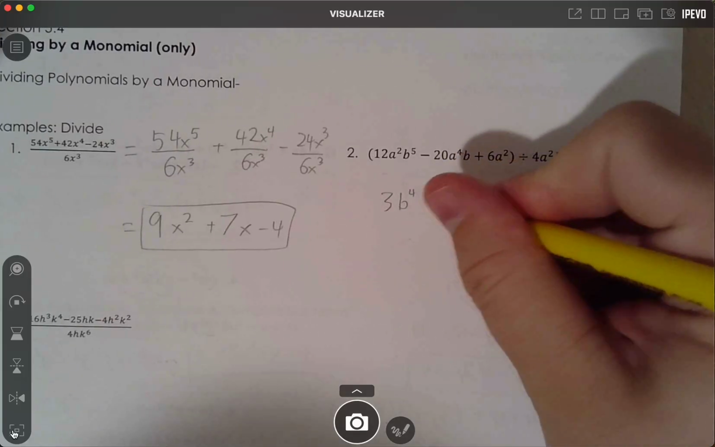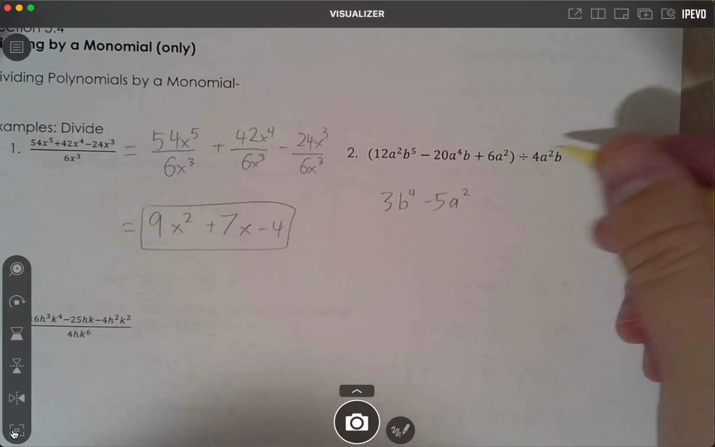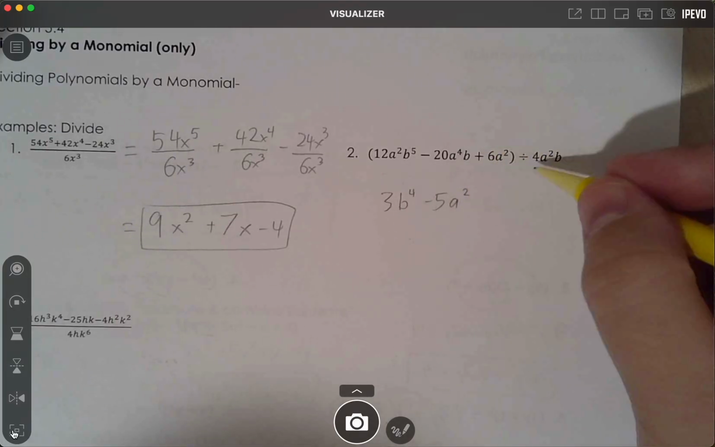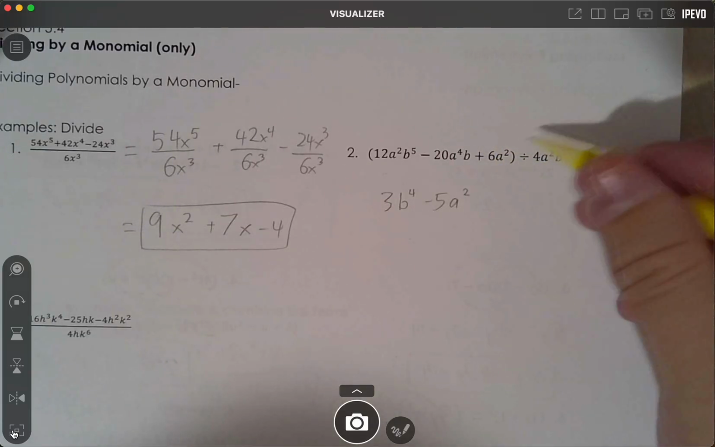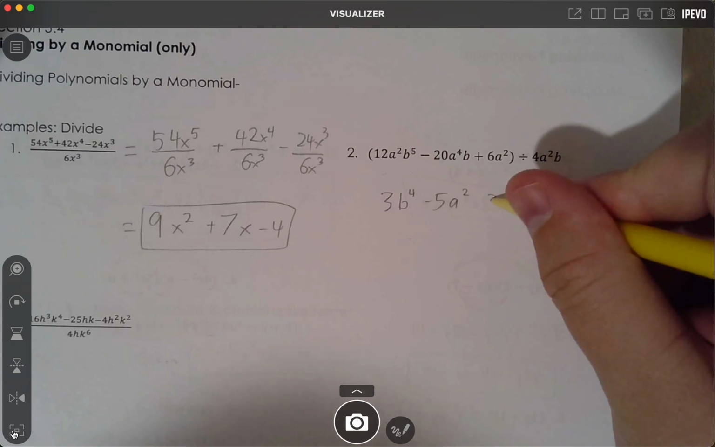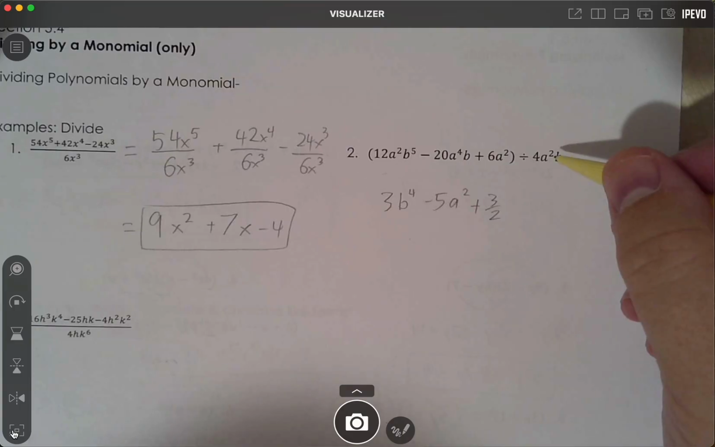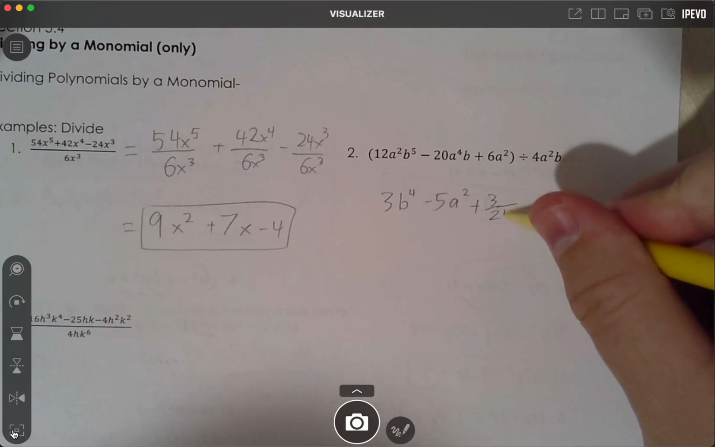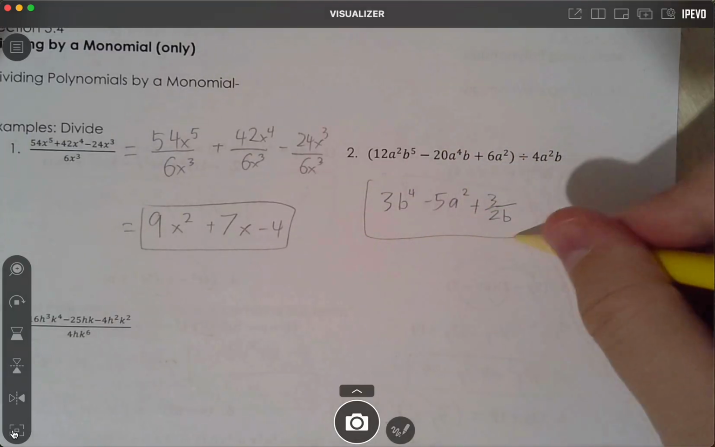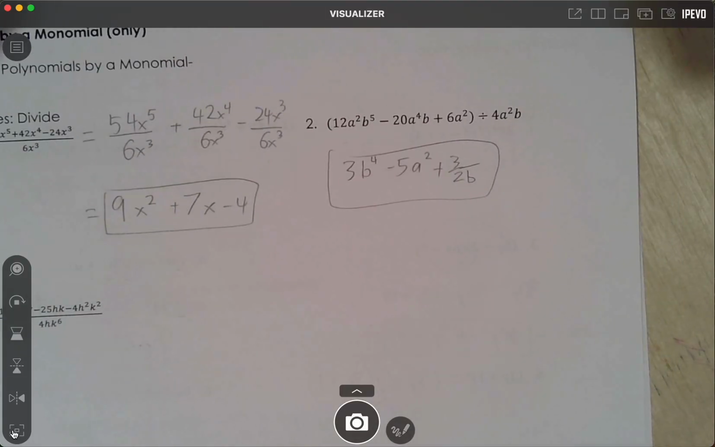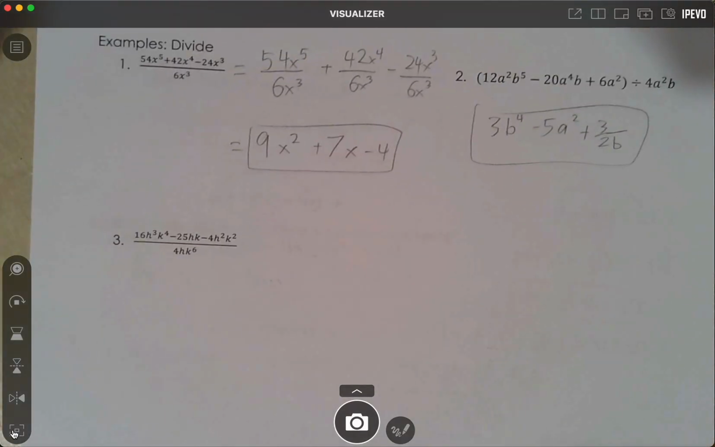Negative 20 divided by 4 is negative 5. a to the 4th and a squared will make a squared. b minus b, or b to the 1st minus b to the 1st, or 1 minus 1 is 0, so no more b's. Finally, 6 divided by 4 is 3 over 2. But that's okay, we can write a fraction. a squared divided by a squared is nothing, and there's a b left over, and it's actually left over on the bottom because this time there was no b on the top to cancel out. So that can happen, where you still end up with a fraction as your answer if there was no pair in the numerator to work out with.